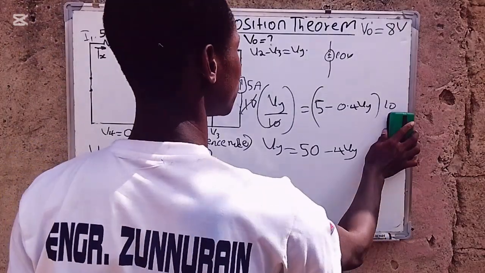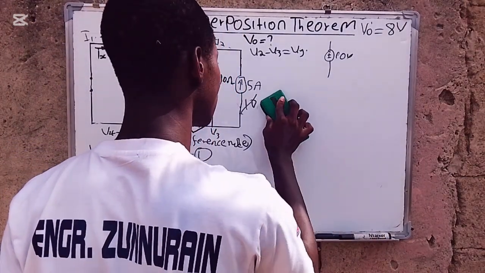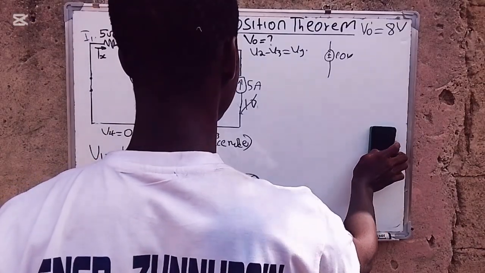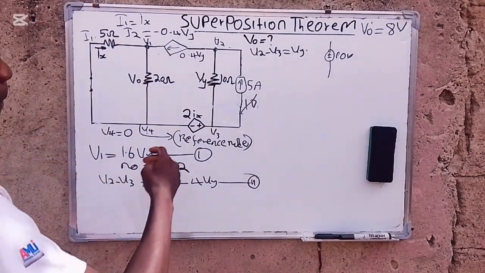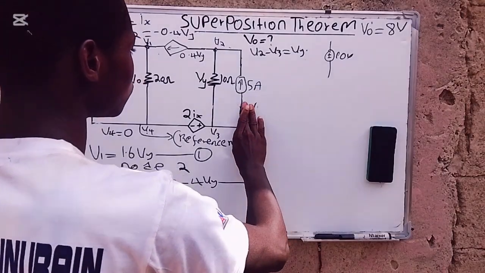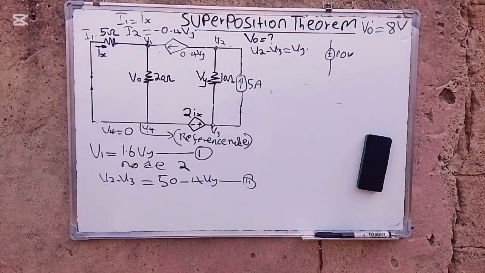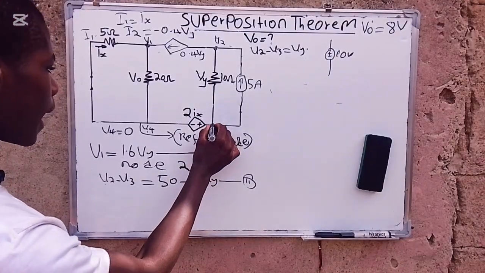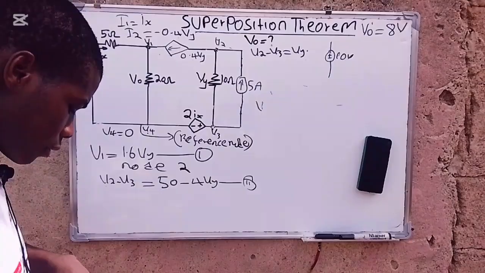So what is the next thing to do? The next thing that I'm going to do, I have to take a look at node 3. Let me move to node 3. If I take a look at node 3, I have V3 minus V4. Let me change it.